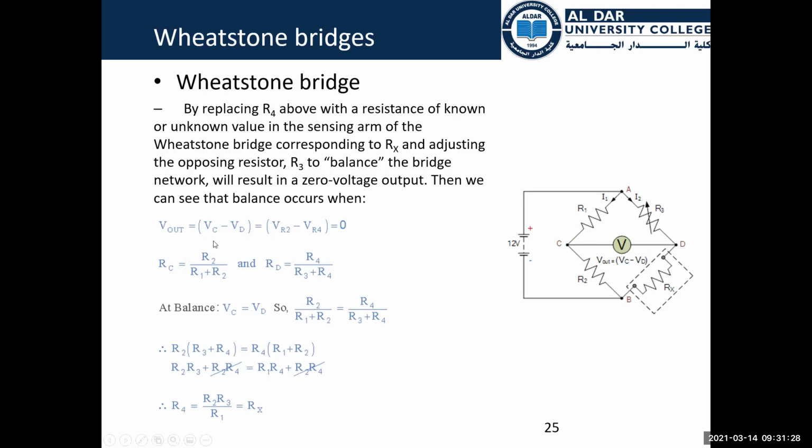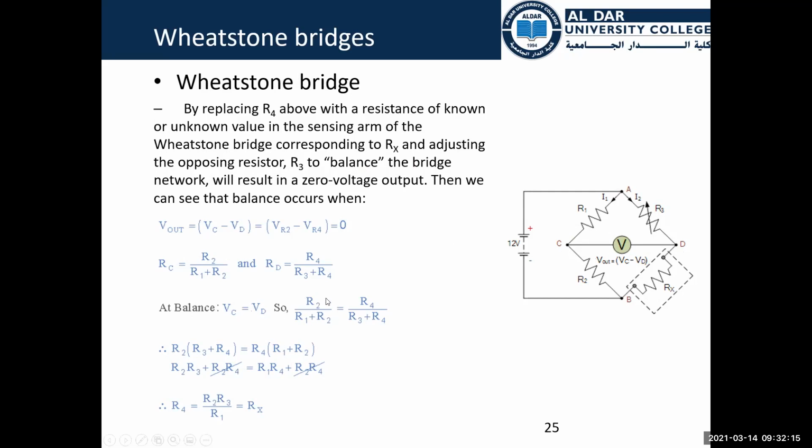How to do that? We know that RC is calculated by R2 over R1 plus R2, and RD is calculated by Rx, or R4, over R3 plus Rx. And we want VC equal to VD, or RD equal to RC. We want these resistances to be equal. Why? Because if the resistances are equal, the corresponding voltages will be equal. And that's what we needed.